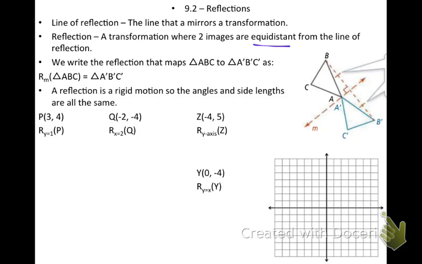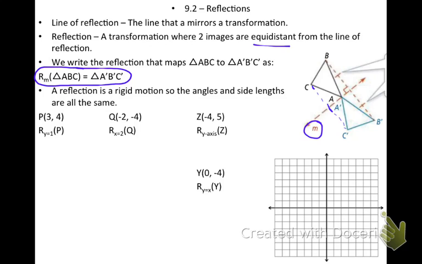This is our notation, just like we did with translations. We did a capital T, we'll do a capital R with reflections. Our little sub M is going to be our line that we're reflecting over. So like over here, my line is M. I'm reflecting over M. ABC is my preimage. ABC prime is my image.